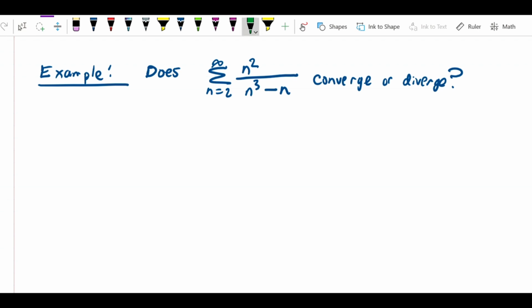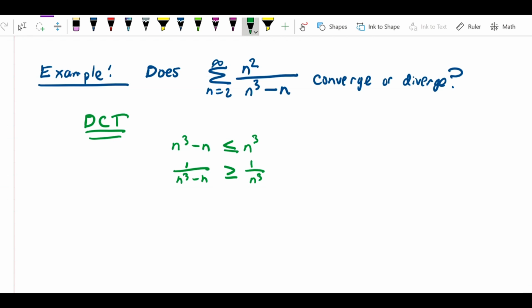So in order to answer that, what we're going to do is we're simply going to observe. First of all, we're going to say that we're going to answer this by the DCT. You always want to state the name of the theorem you're using. So let's observe that n cubed minus n is going to be less than or equal to n cubed, and therefore 1 over n cubed minus n is greater than or equal to 1 over n cubed.